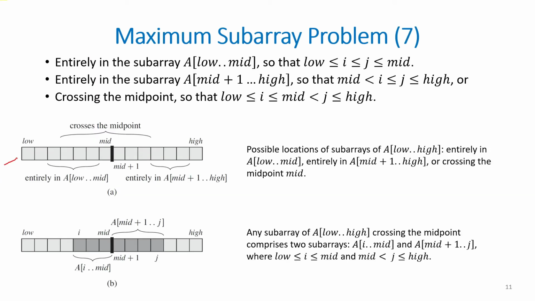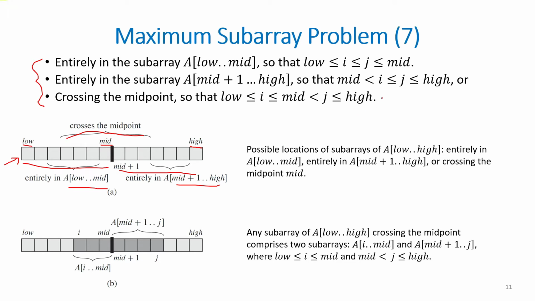Now let's take a look at this graph. If this is our array starting from low to high, we divide it in half at point mid, and therefore we get two subarrays from low to mid and from mid plus 1 to high. If we take any subarray Aij, it would either be in this half or in this half, or would be crossing the midpoint. Therefore, these are the three different places that the subarray Aij could be located.